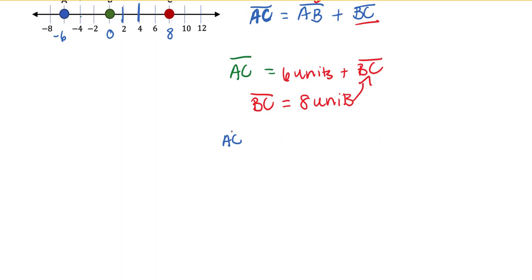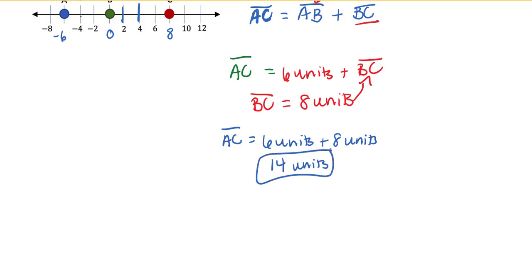So now we can substitute that into the equation, and what do we get? Well, we get our segment AC, which is 6 units plus 8 units. So that's equal to 14 units. And that would be the answer.